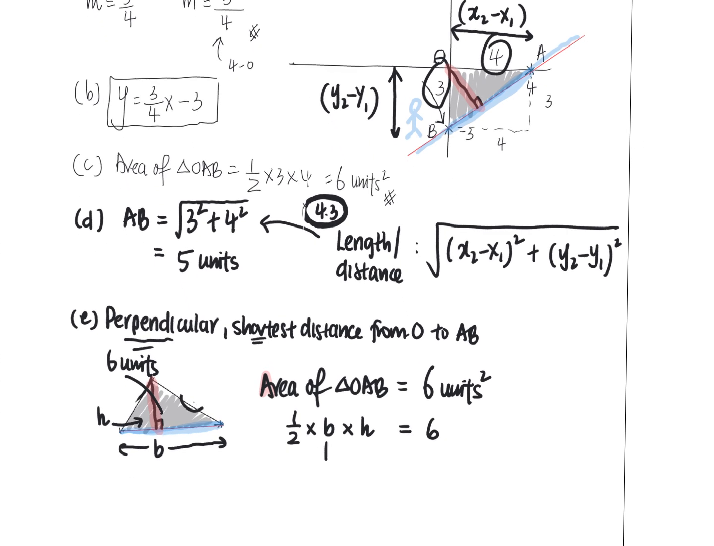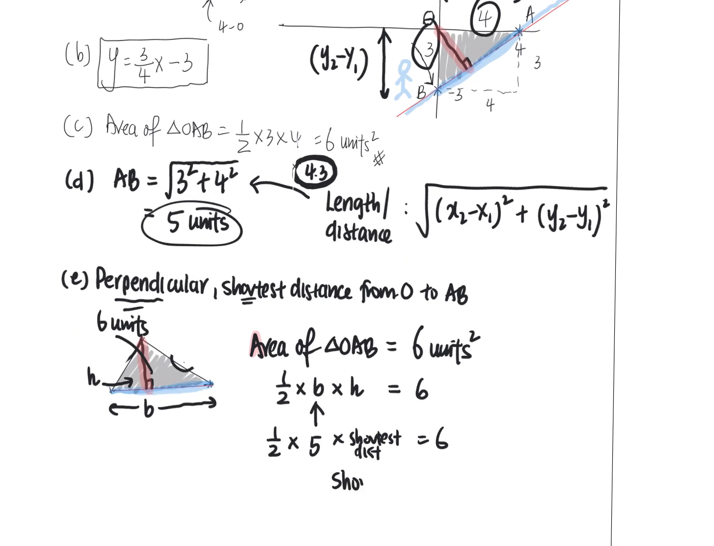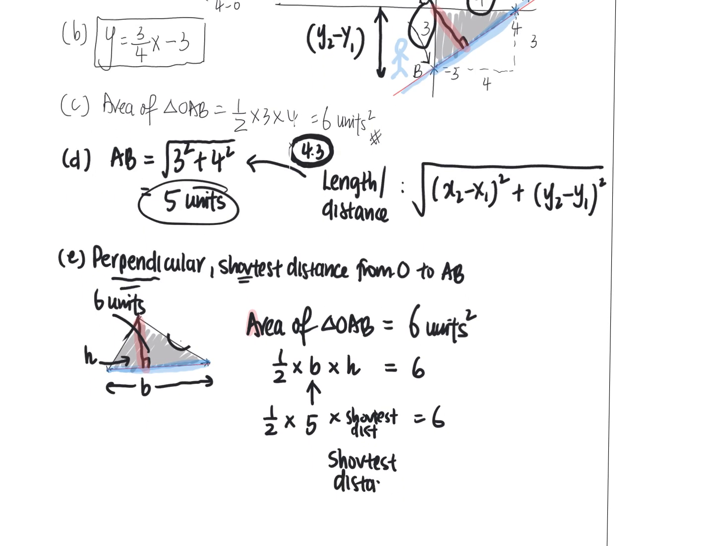The base is the length of AB that you have found to be 5. So put it in. I just don't know what this shortest distance is, which is what I want to solve. So you just use 6 divided by half, divided by 5. Or this is 2.5. So you just use 6 divided by 2.5. Then you can get the shortest distance. Okay, so if you see the question ever asking you for shortest distance, use area of triangle to help you.